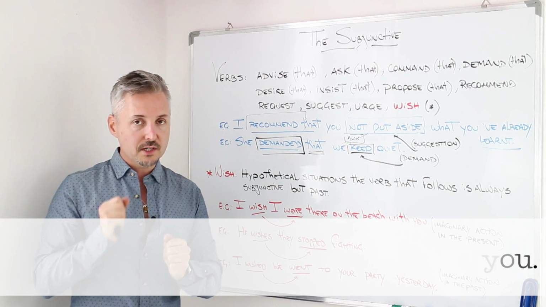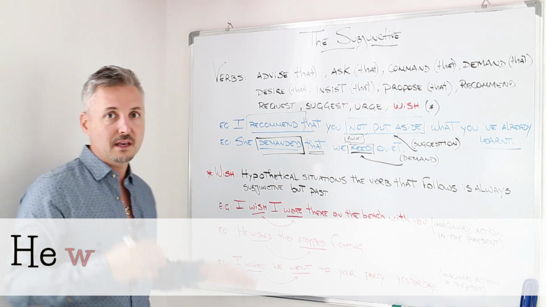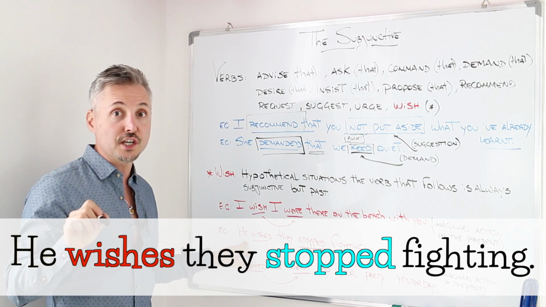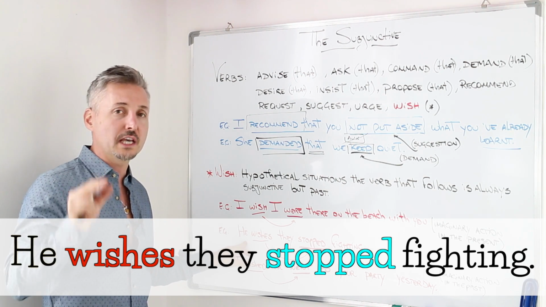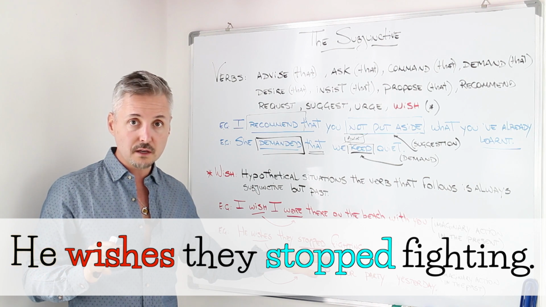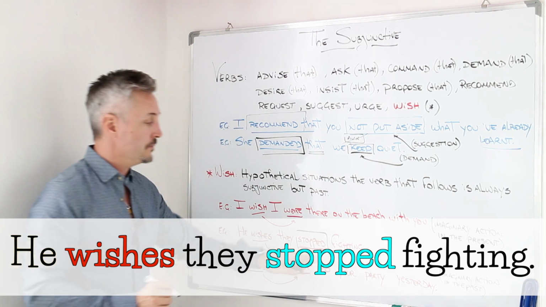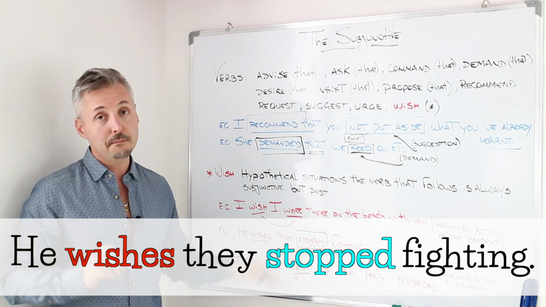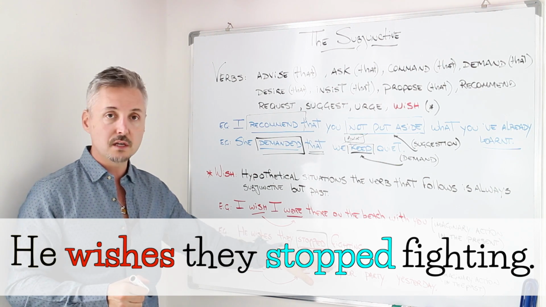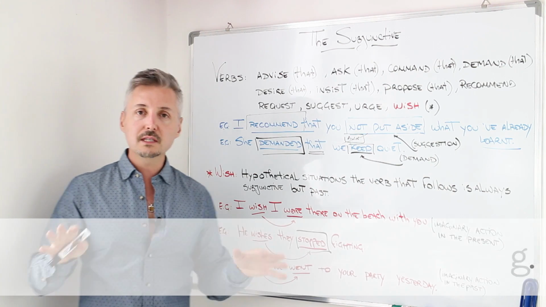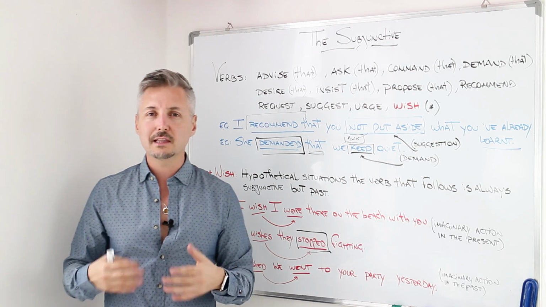I'm going to give you another example, so maybe it's clearer for you. He wishes, okay, so it's the third person singular, they stopped fighting, okay? And here we have the other verb, the subjunctive, but in the past, stopped fighting. Now, this is in the present, but what happens in the past?